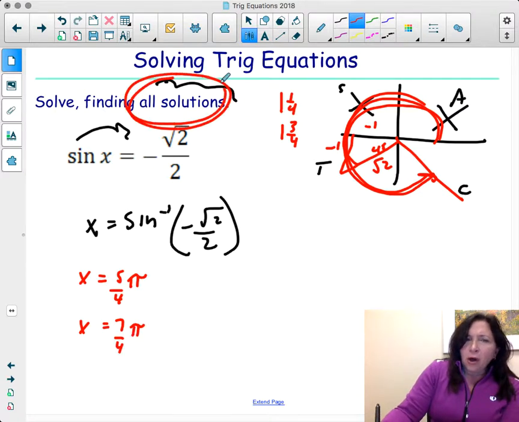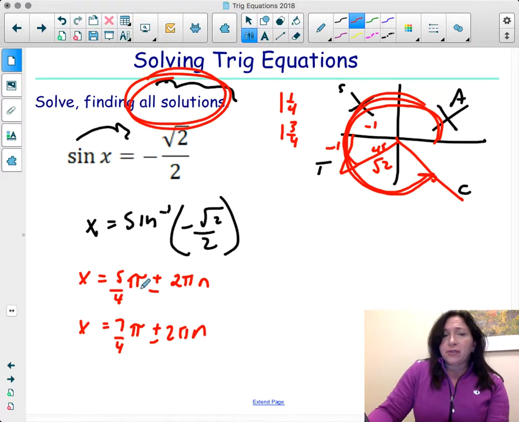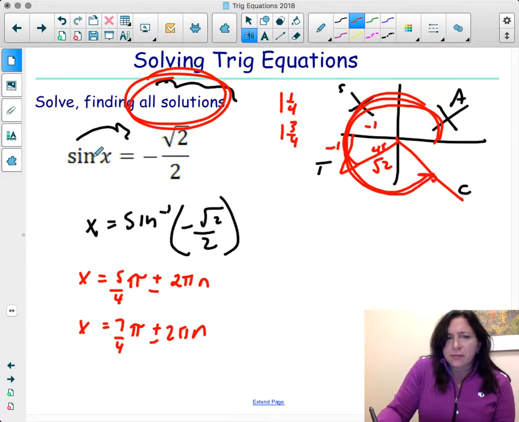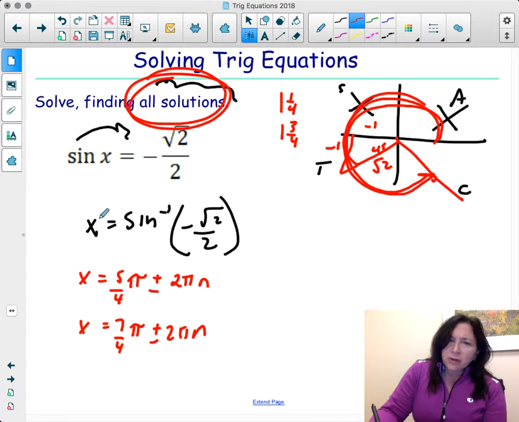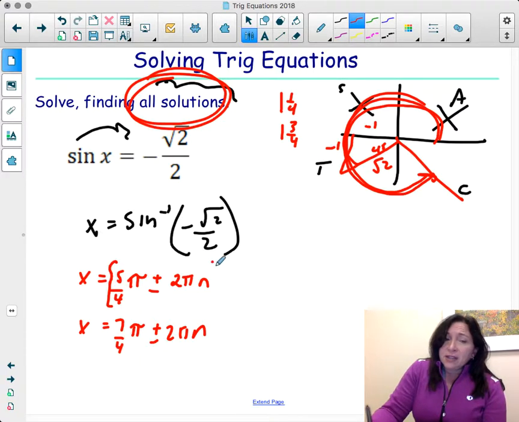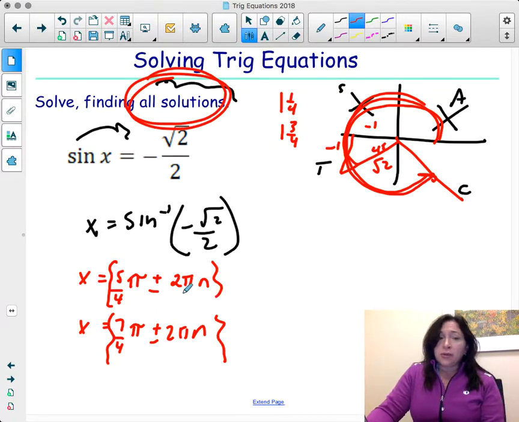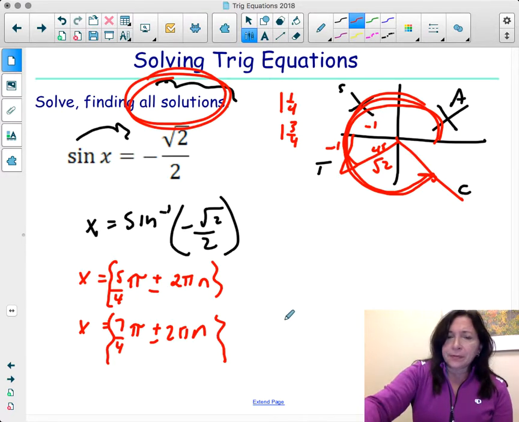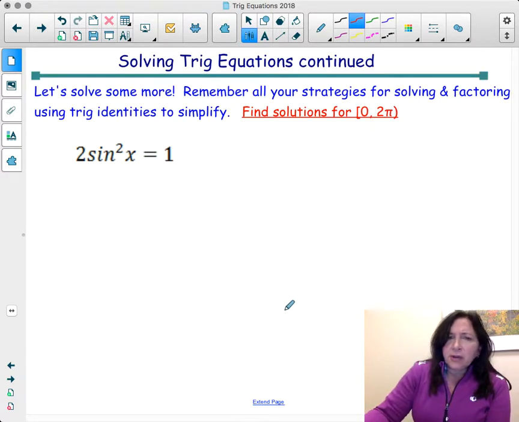And if I want all the solutions, I'm going to either add or subtract 2 pi n. Remember, these values right here are for all solutions. And because it's sine, and the previous problem was cosine, the period is 2 pi, so I'm going to go around again at 2 pi. But keep in mind for tangent, for finding all solutions, you only add or subtract pi n, because tangent's period is pi.